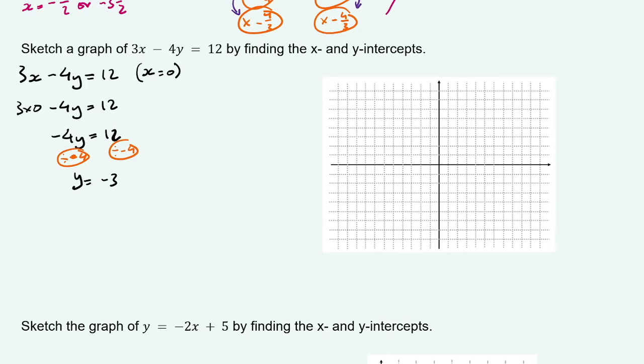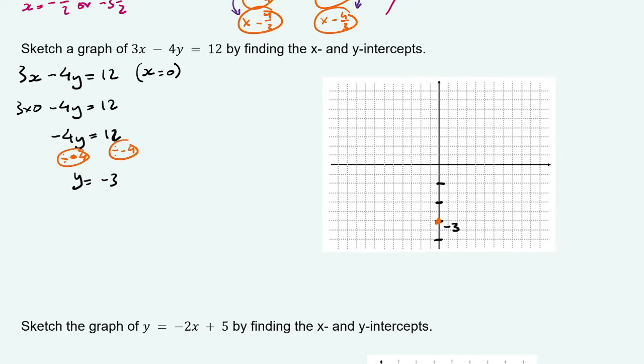So I know this one's going to be down below my x-axis because it's y equals minus 3. Okay, and I can show that on my graph. So here it is, minus 3 right there. That's going to be 0, minus 3.